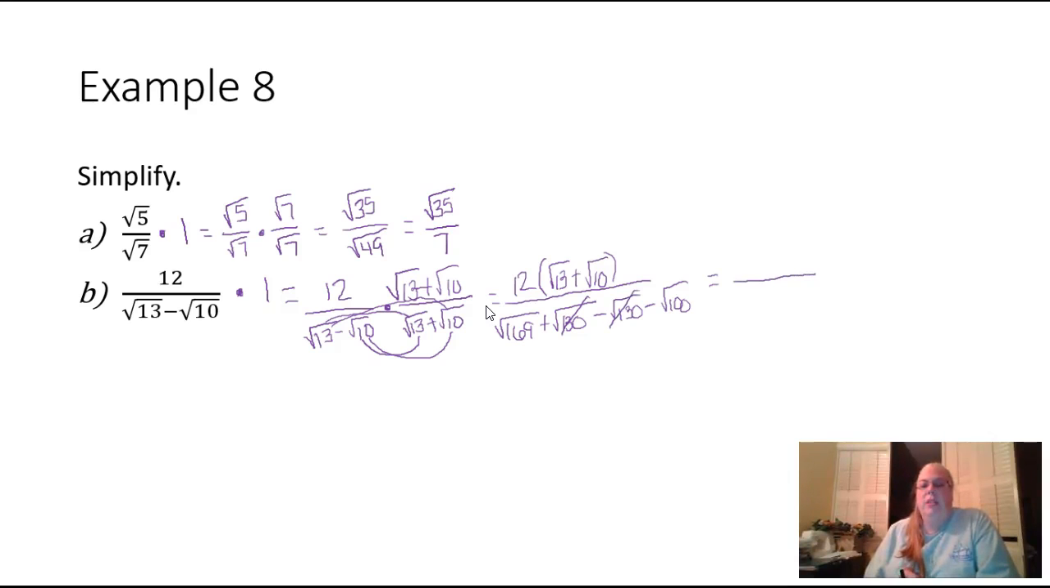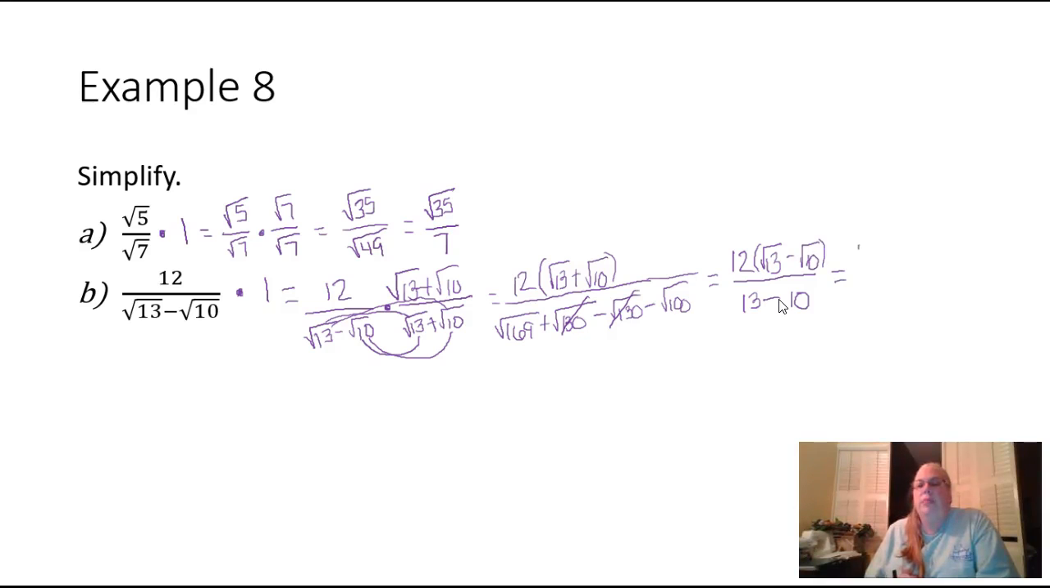The square root of 169, I know, that's just 13. The square root of 100, I know, that's just 10. So I actually have 13 minus 10 on the bottom, and I notice that the radicals are gone. That's good. On the top, I'm not going to multiply that just yet because I think I'm going to be able to cancel some stuff.